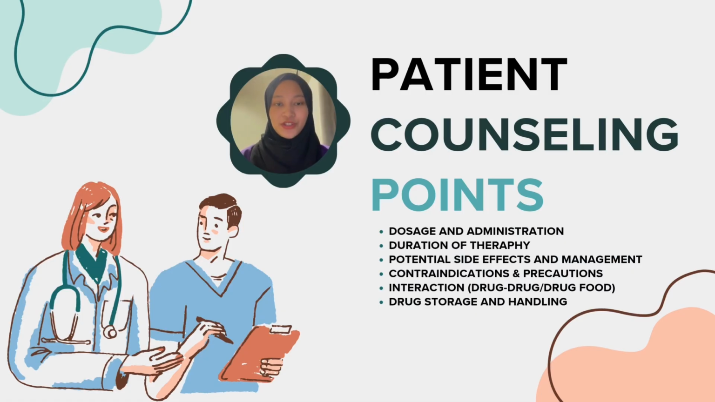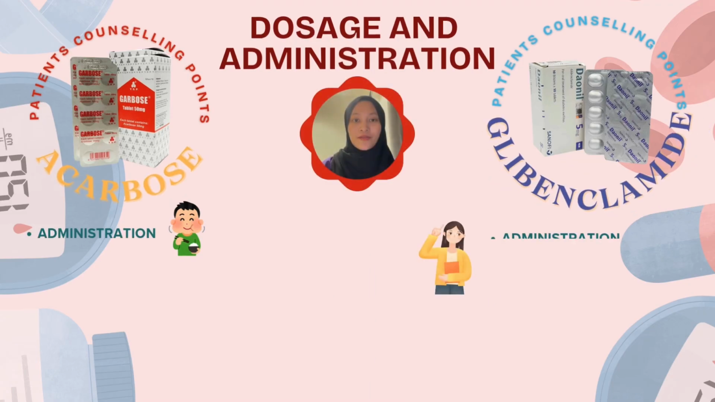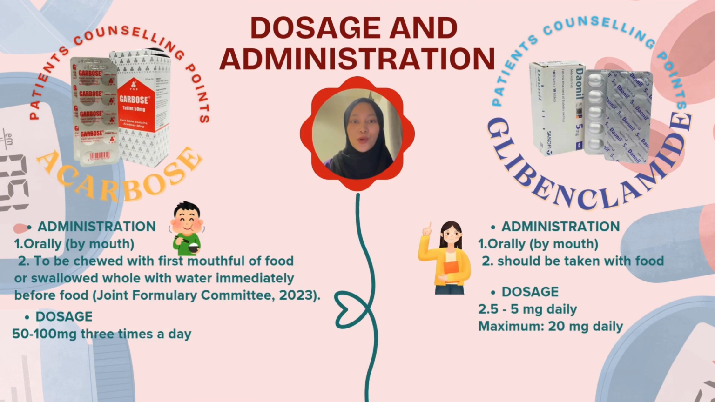Let's continue with patient counseling points. First, for dose and administration of acarbose, it is administered orally by mouth and is to be chewed with the first mouthful of food or swallowed whole with water immediately before food. The dosage range is 50 to 100 mg 3 times a day. Next, for glibenclamide, it is administered orally by mouth and should be taken with food. The dosage is 2.5 to 5 mg daily and the maximum is 20 mg daily.